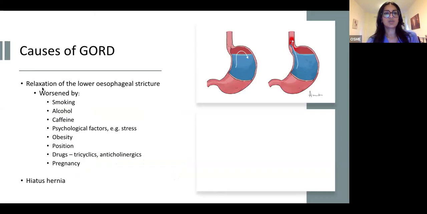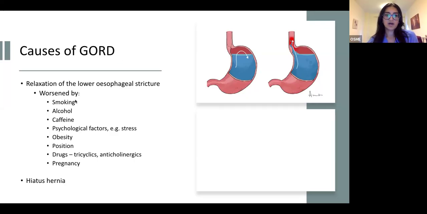So GORD is caused by relaxation of the lower esophageal sphincter, which you can see here, which causes the acid in the stomach to rise back up through the esophagus. And that gives you that feeling of heartburn and the pain in your chest. Also burping, you can also have acid brash and the taste of acid in your throat and various other symptoms.